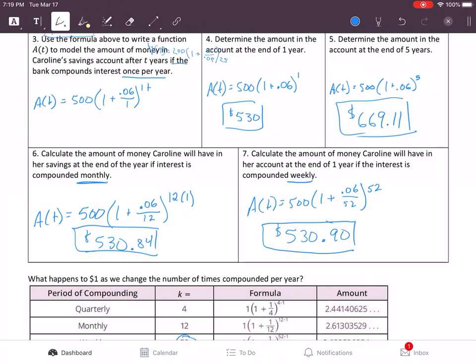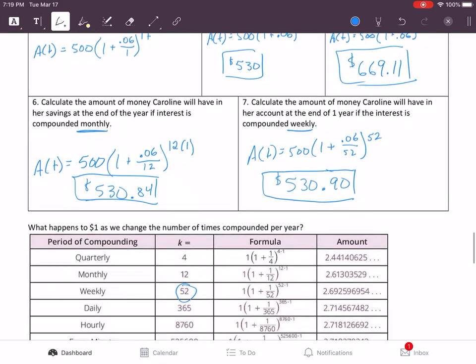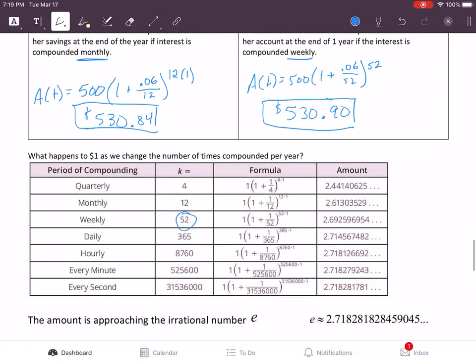Now eventually you can compound so much that it just becomes a straight number. That's what we're going to see here. Okay, so if you notice, we have quarterly, which is 4, we have monthly, which is 12, weekly is 52, and so on and so forth. When you start getting to be really big numbers, you'll start to see these numbers right here all start to kind of be the same.